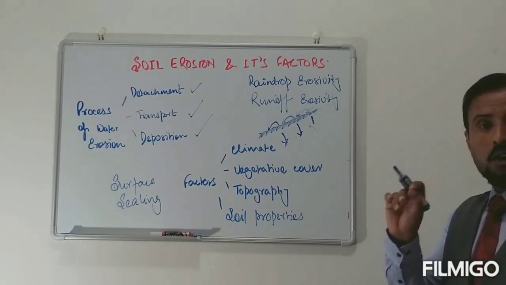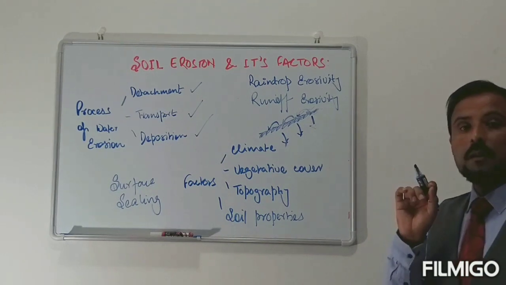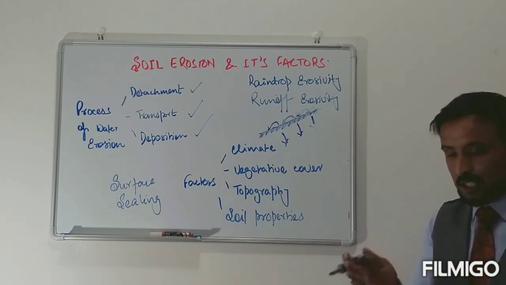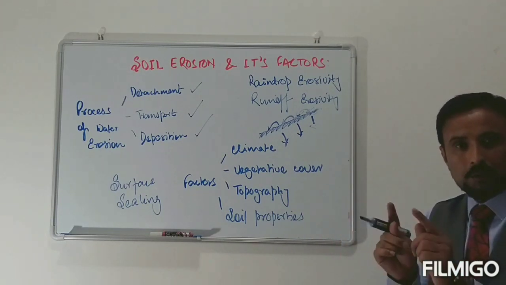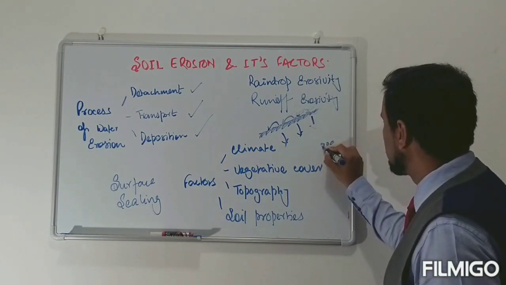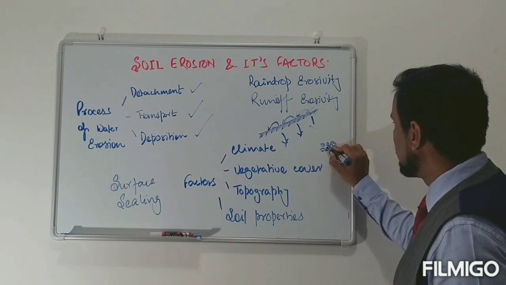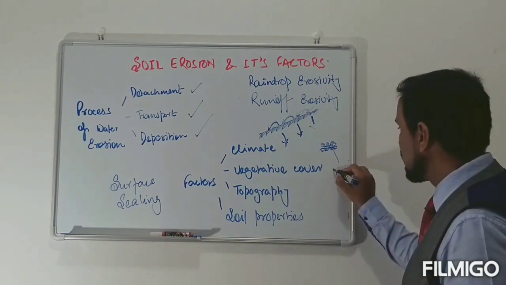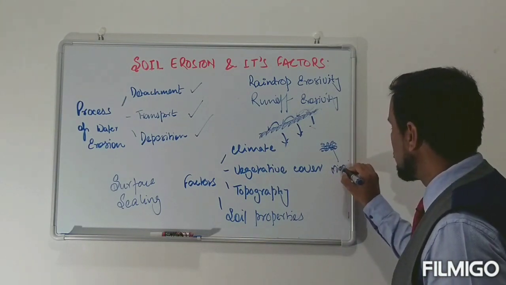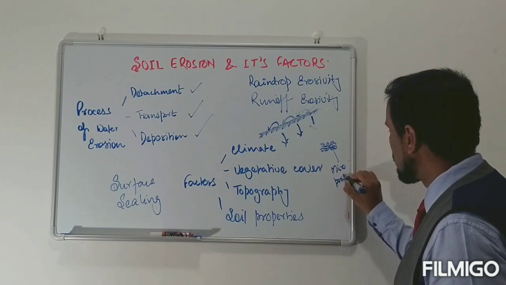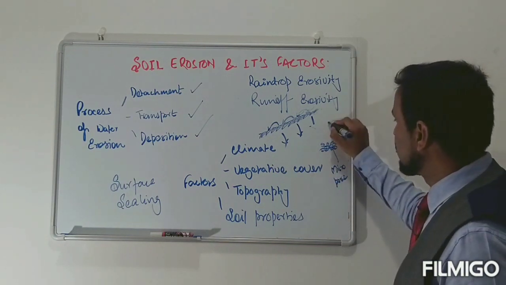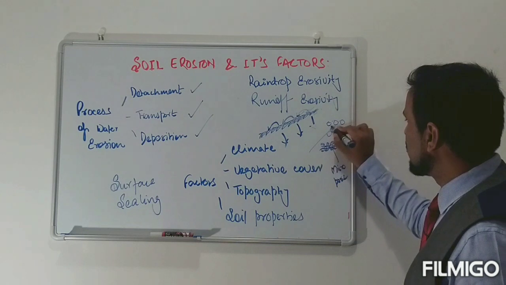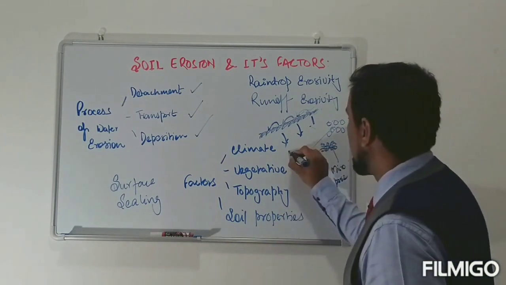They make a layer, and because clay particles are very small, the micro pores are more and the macro pores are fewer. These are the spaces between two soil particles. Suppose this is a soil particle, and if this is clay, then the space between two particles is less. This is called a micro pore. When sand particles are there, they are bigger in size, so the pore size is larger. This is called a macro pore.